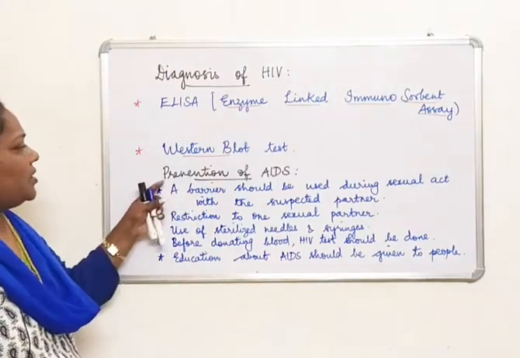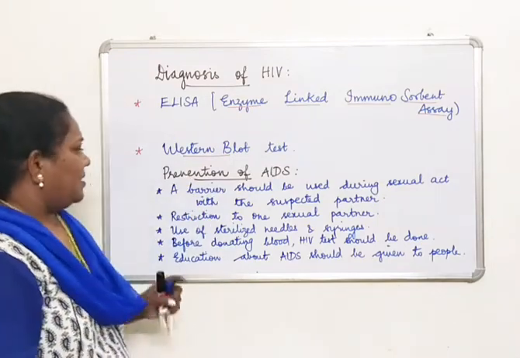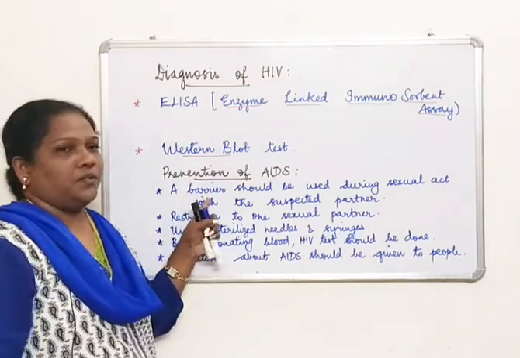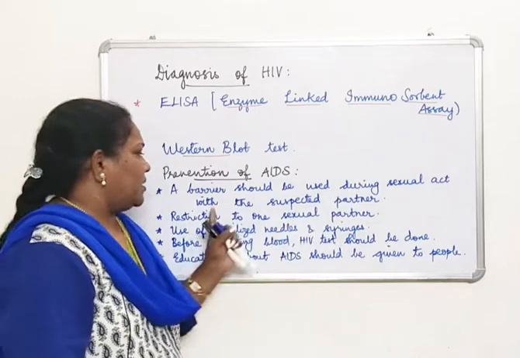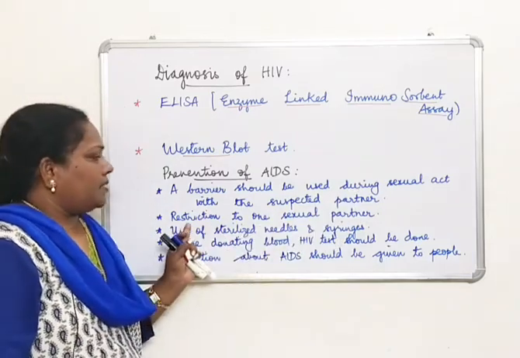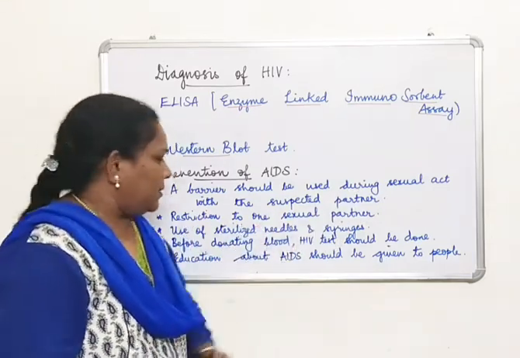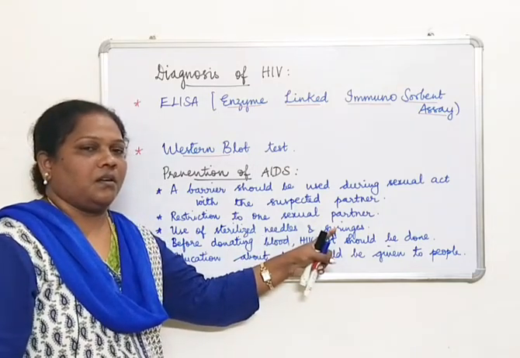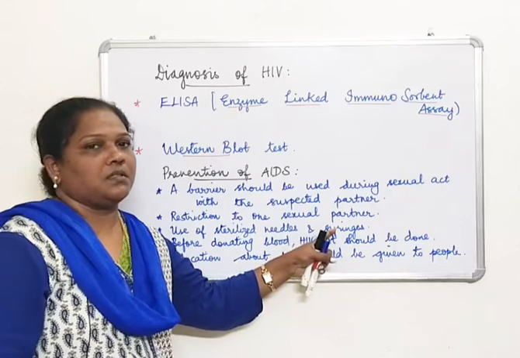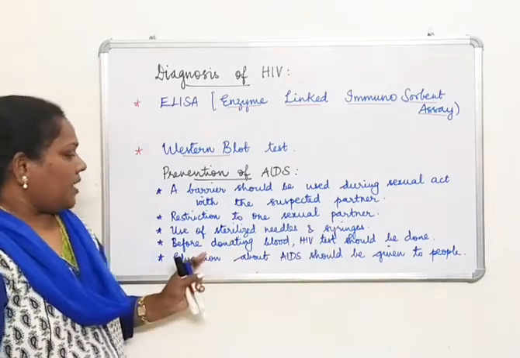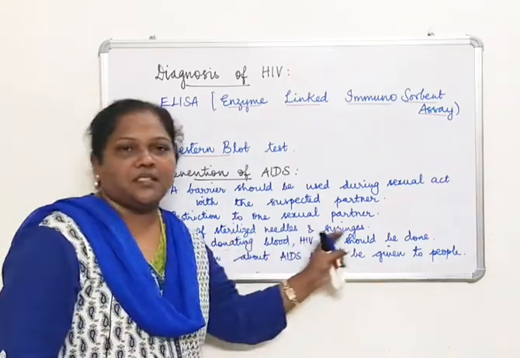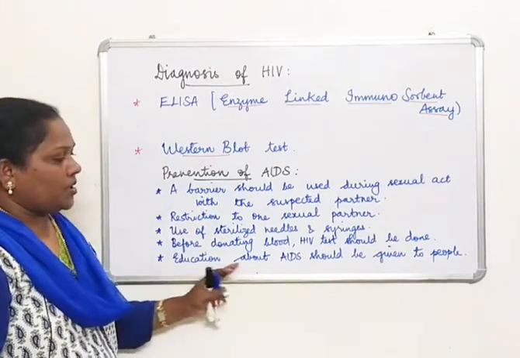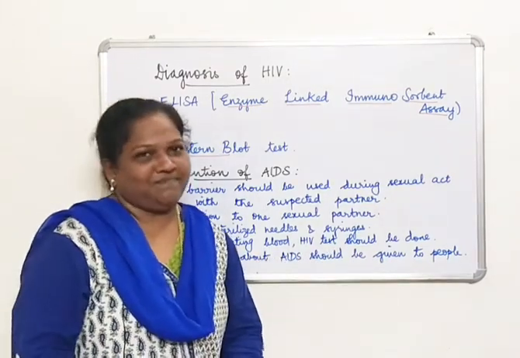And next is prevention of AIDS. So here a barrier must be used, right? The barrier should be used during sexual acts with a suspected partner, and restriction to one sexual partner, and use of sterilized needles and syringes, like razors or forceps or whatever is used during surgeries. So it has to be sterilized. And before donating blood, an HIV test should be done, and education about AIDS should be given to the people.